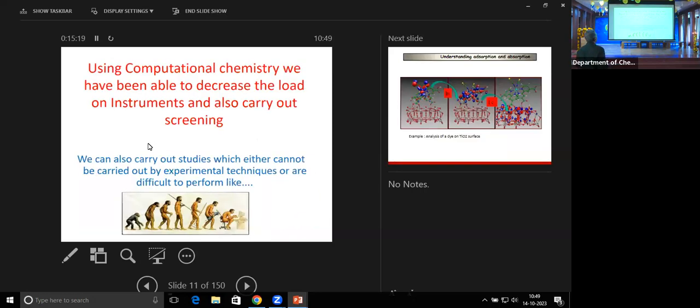Yeah. So not only have we been able to decrease the load on instruments and also carry out screening, but we can also carry out studies which cannot be carried out by experimental techniques or are difficult to perform. Some of the experiments will be very difficult to perform. That is like understanding or analyzing. So this is first a screening method. The other is even understanding.